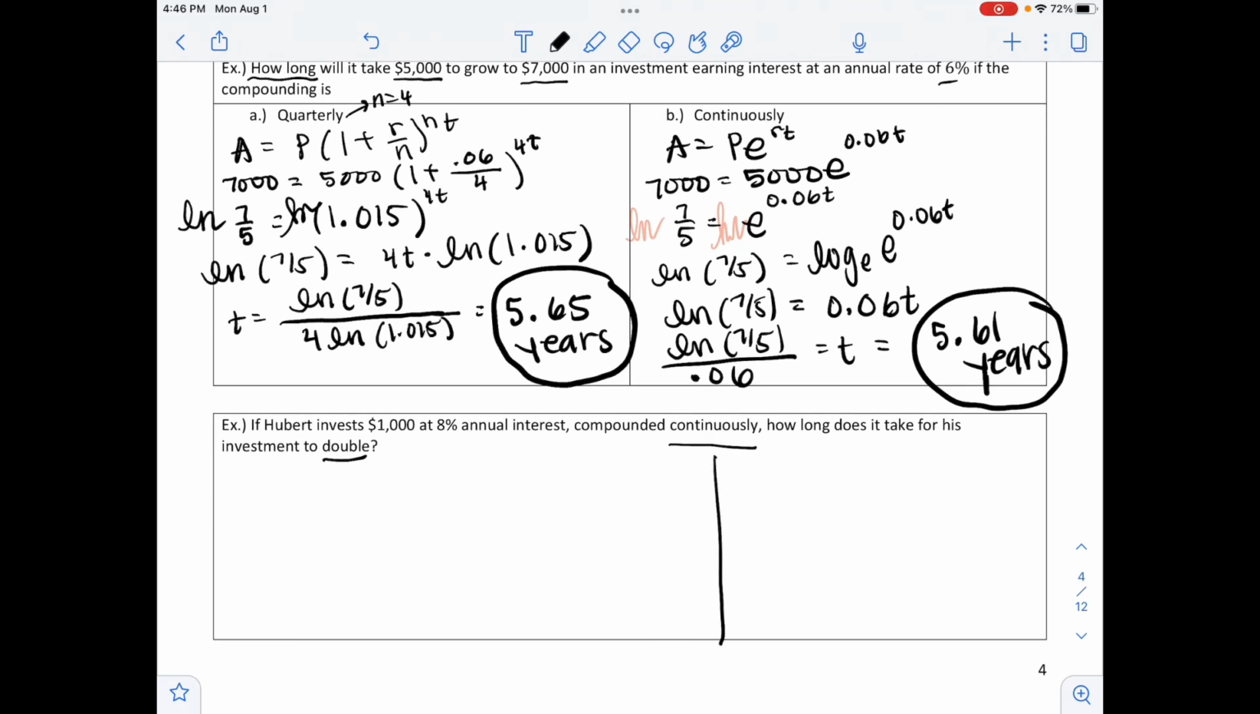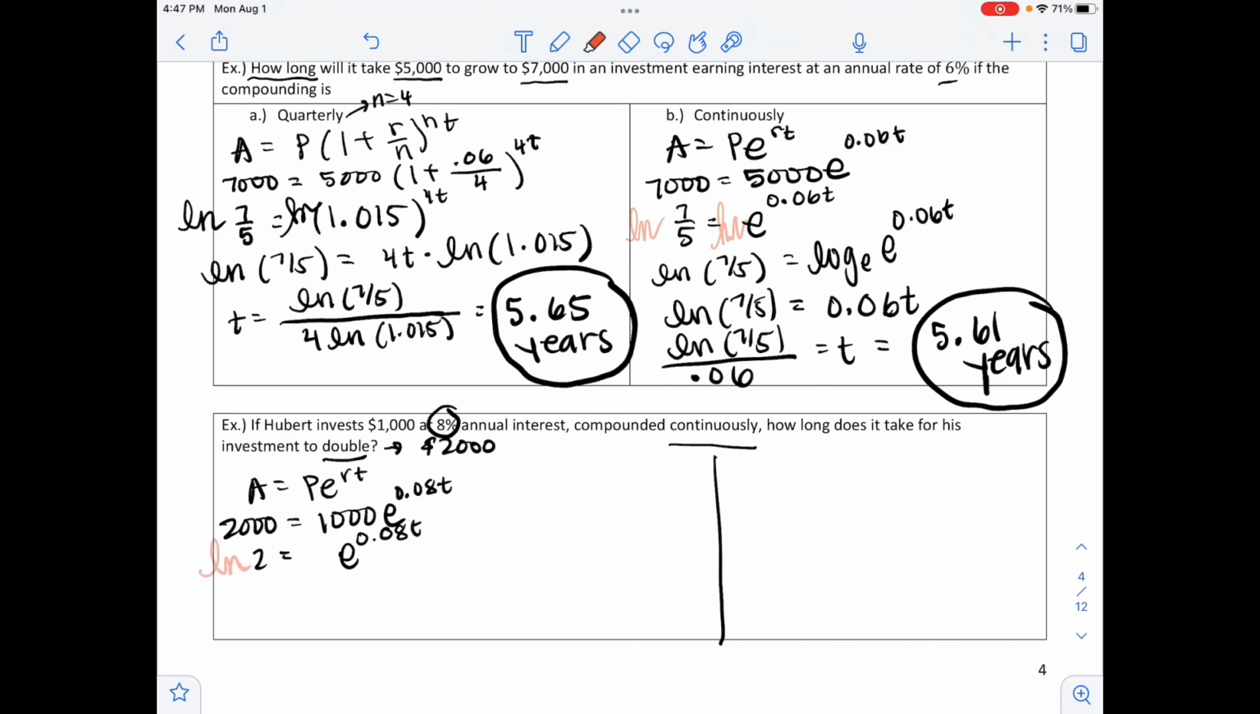So split the paper. And so the first one is if you have $1,000 and you want it to double, that means that when you double it, you would have $2,000. And so since this is compounding continuously, I know that my final amount would be 2,000. My starting amount was 1,000. E to the R, and our rate for this problem is 0.08, which we're given, and then T, which is what we don't know. So dividing both by 1,000, we get 2 equals E to the 0.08T.